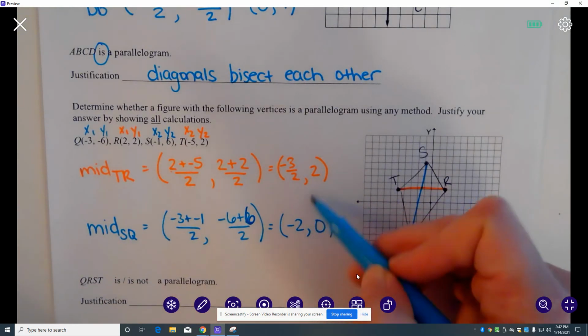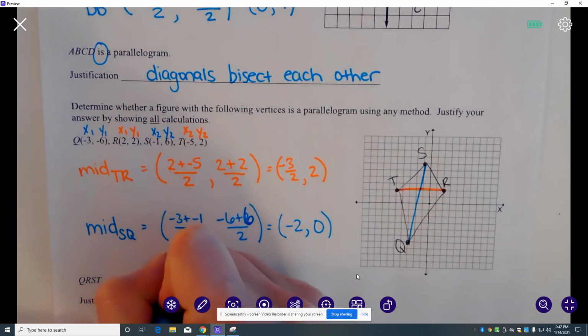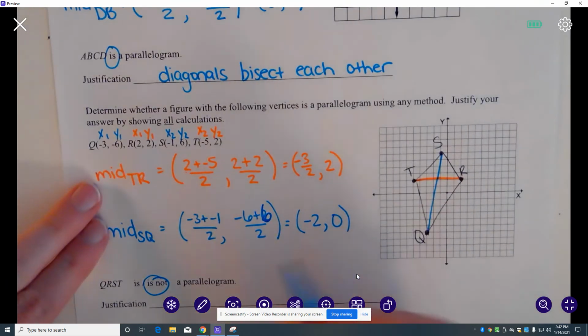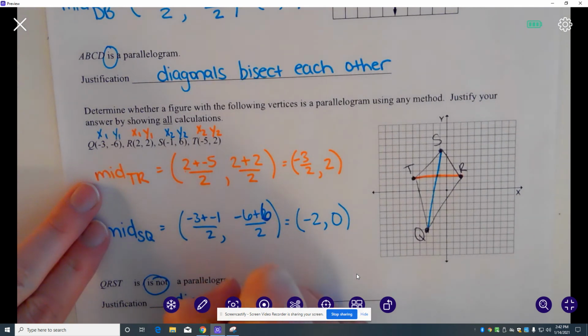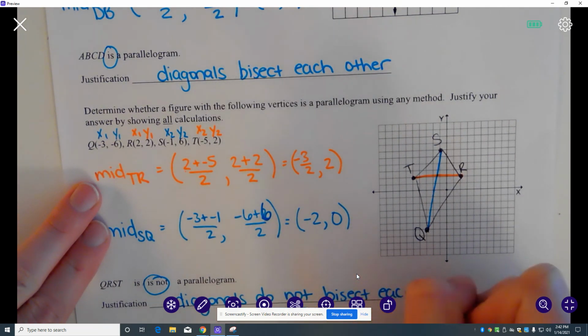These are not the same. What this tells us is the diagonals do not bisect each other. So QRST is not a parallelogram because the diagonals do not bisect each other.